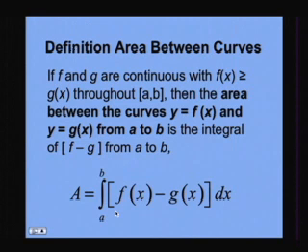So here we have it, the definition of the area between curves. If f and g are continuous with f of x greater than g of x throughout the closed interval [a, b], then the area between the curves y equals f of x and y equals g of x from a to b is the integral of f minus g from a to b, and that's what we have down below, that the area is the integral of f of x minus g of x dx evaluated from a to b.